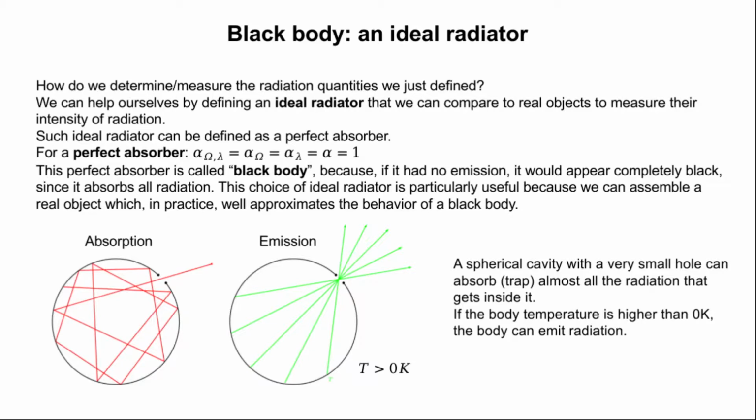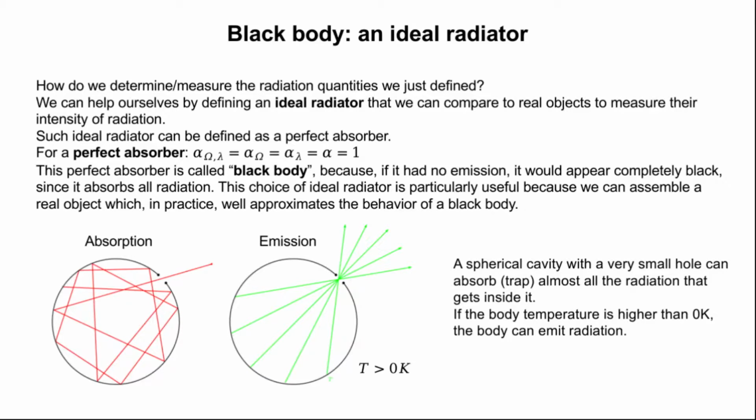Previously we have defined the radiation quantities. But how do we measure them? We can help ourselves by defining an ideal radiator that we can compare to real objects to measure their intensity of radiation. Such an ideal radiator can be defined as a perfect absorber, for which all its absorptivities are equal to 1. Having this property means that an ideal absorber can absorb all the radiation it receives, which would make it appear black. For this reason, an ideal absorber is also called a black body.